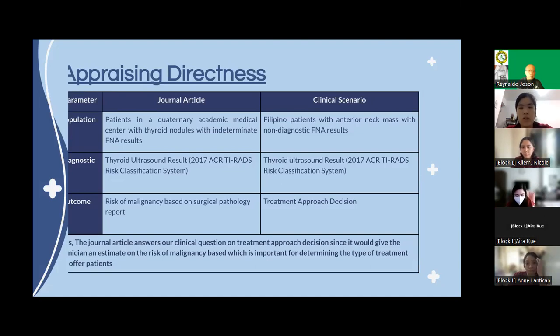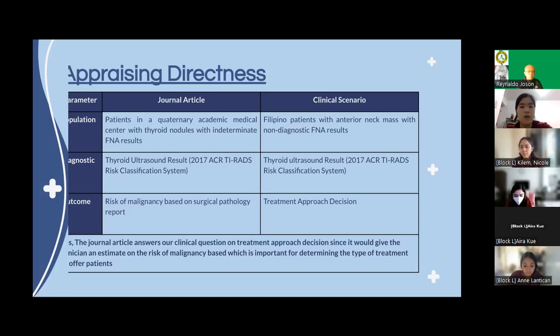For the exposure, we have thyroid ultrasound result, which is based upon the ACR thyroid risk classification system, while our patient is similarly classified based upon the ACR thyroid risk classification system. For the outcome, the journal article deals with the risk of malignancy based upon the surgical pathology report, while for our patient we want to deal with the treatment approach decision that will be made.